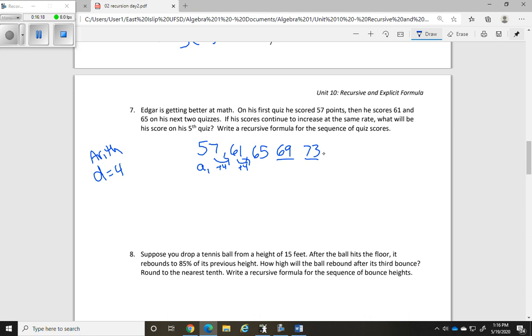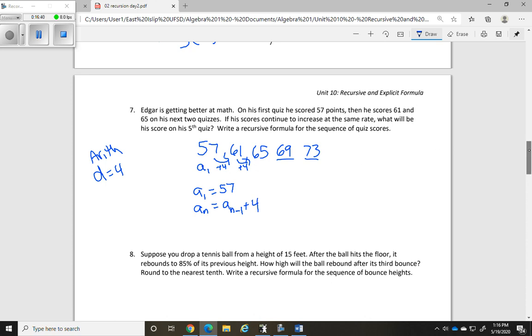I hope he continues to increase so he could at least get into those 70s soon. And now it says write a recursive formula. So a sub 1 equals 57, a sub n equals a sub n minus 1 plus 4.